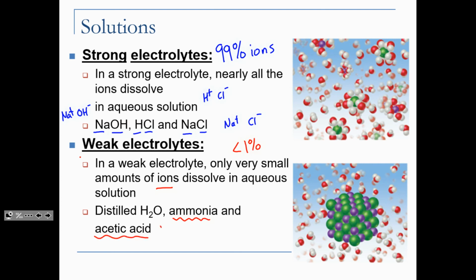Acetic acid would be HC2H3O2. Distilled water, water is polar, ammonia, NH3, is polar, acetic acid can be considered an ionic compound because of the breakup of H plus and C2H3O2 minus, but because it doesn't break up 99% in solution, it is a weak electrolyte.